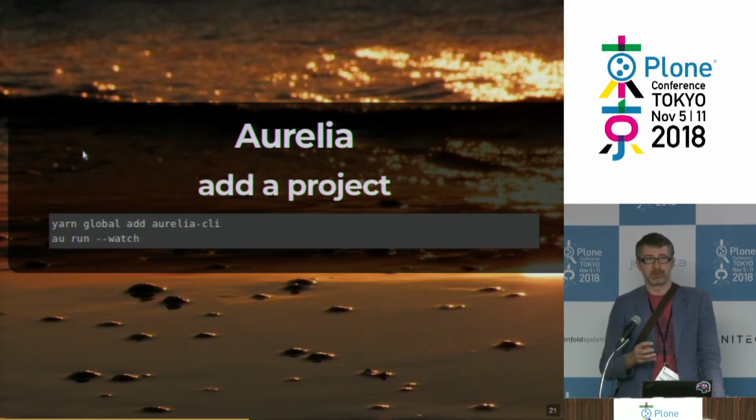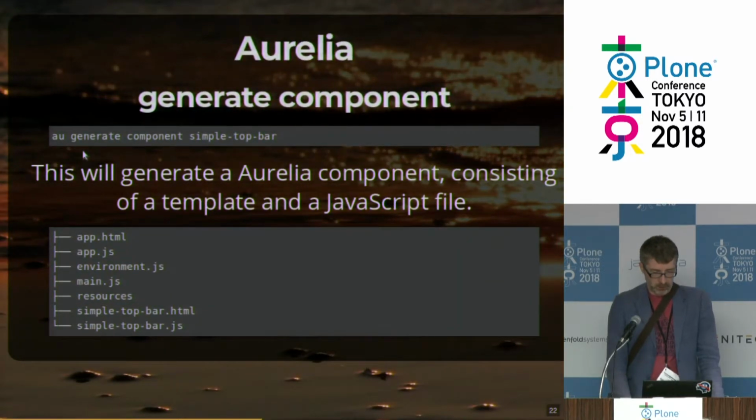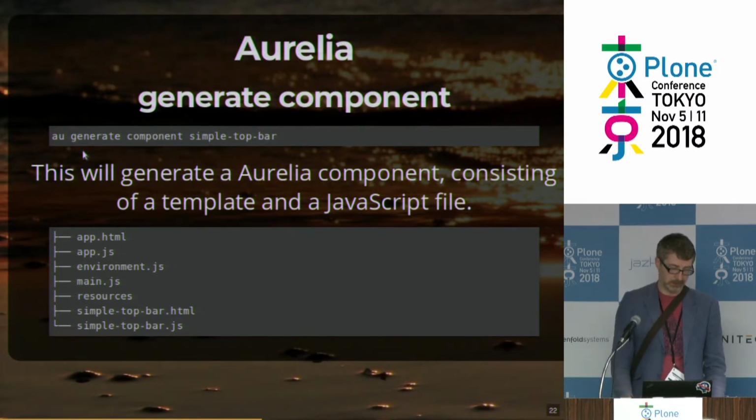So Aurelia allows you to stick with plain JavaScript or with TypeScript, whatever you like more, and also with the bundling and installing packages, you have some options there. When you want to create a new component, you can also use the CLI. It's not doing that much because there's not much to do. To create a component, you basically create the HTML file and the JavaScript file, like we are doing here with the simple top bar.